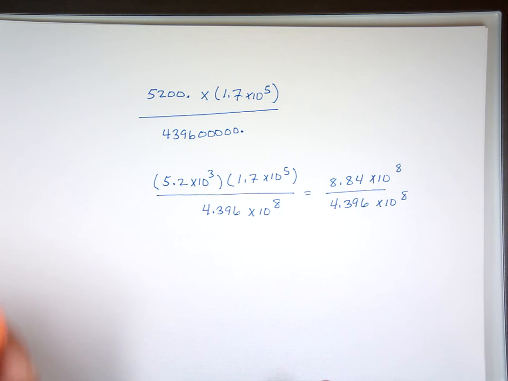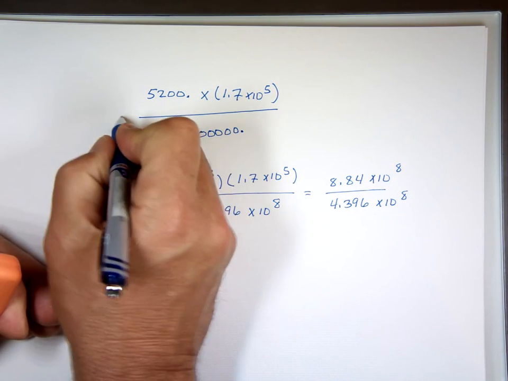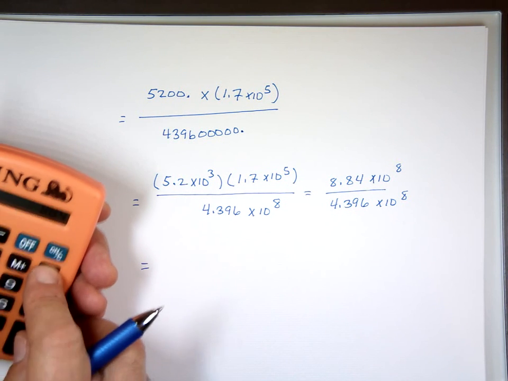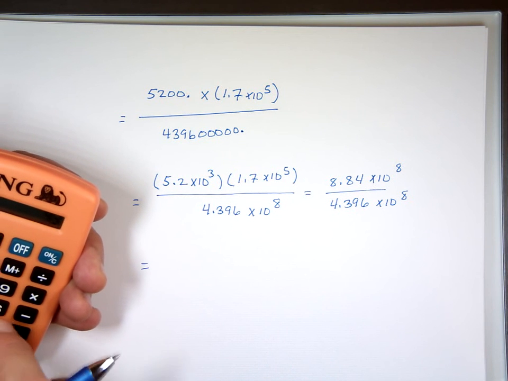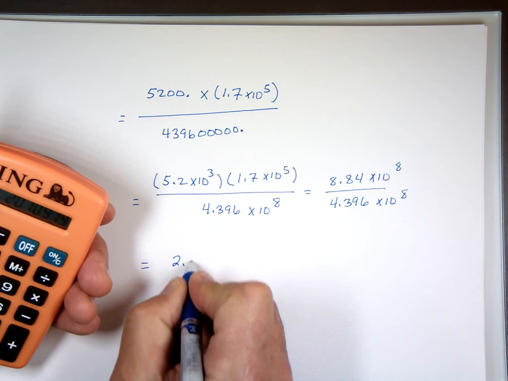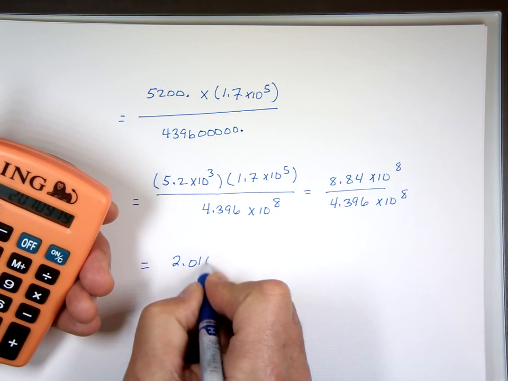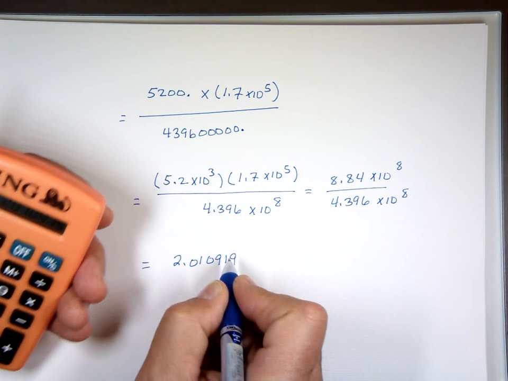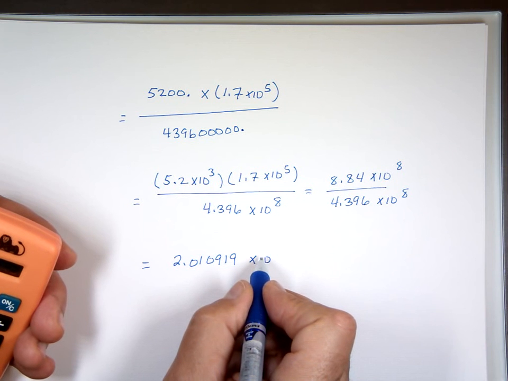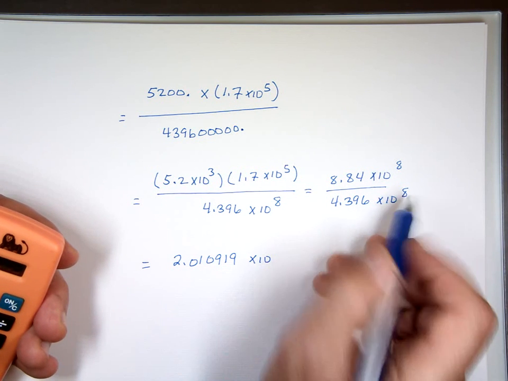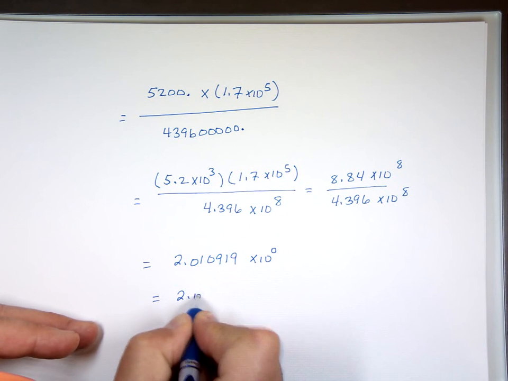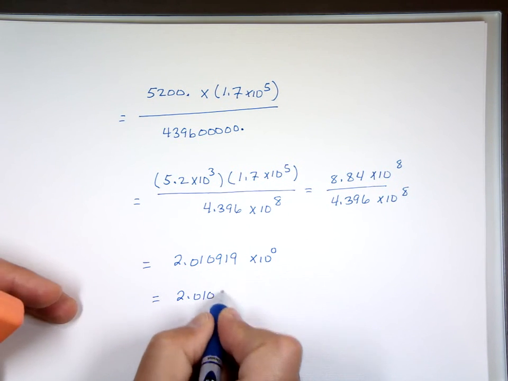When you divide the numbers, subtract the exponents. Divide the numbers. 8.84 divided by 4.396, 2.010919, I guess, times 10 to what power? What's 8 minus 8? 0, which is a 1. So your answer is 2.01. Depends if you want to round it or not, you know.